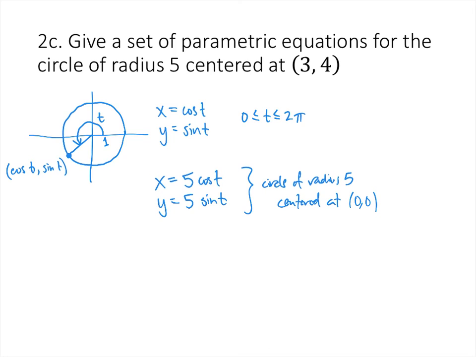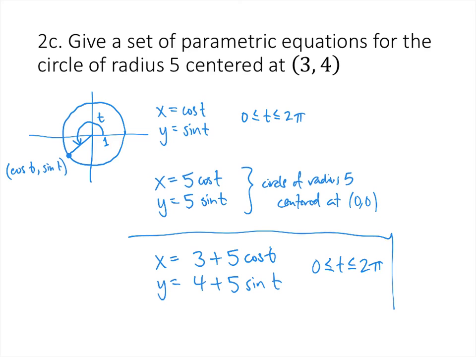One more modification is going to move that circle over 3 and up 4. We do that by simply adding 3 to the x-coordinate and adding 4 to the y-coordinate. And again, we note that our parameterization goes from 0 to 2 pi, and all of that together is our answer, our parameterization.